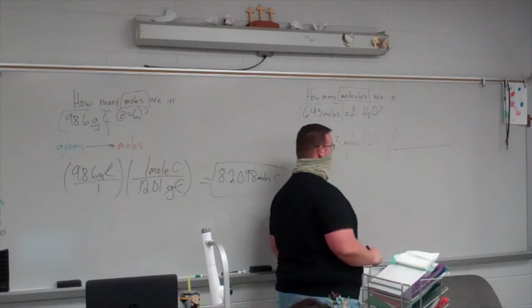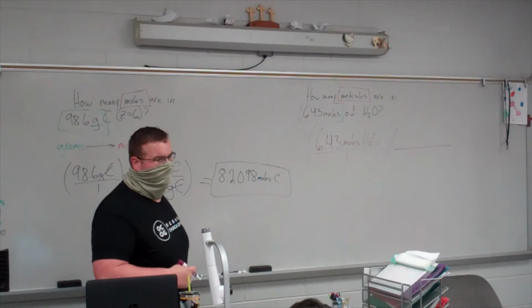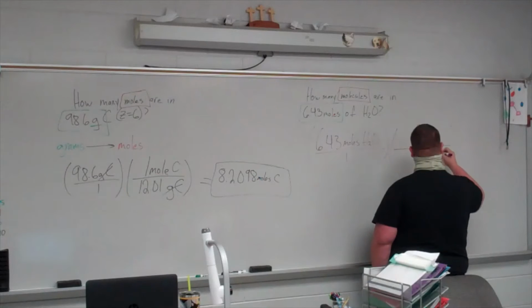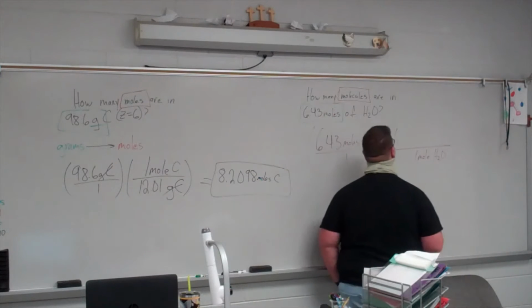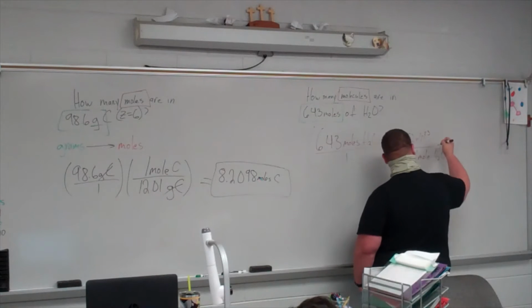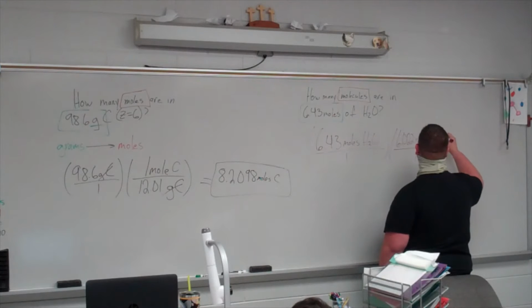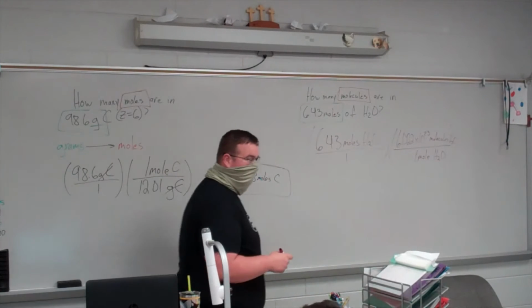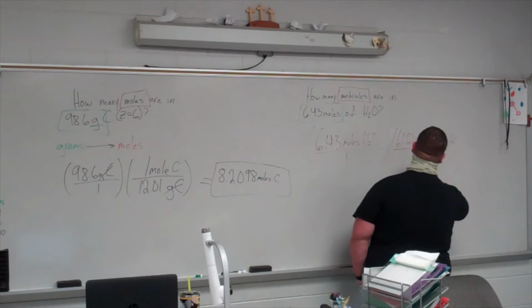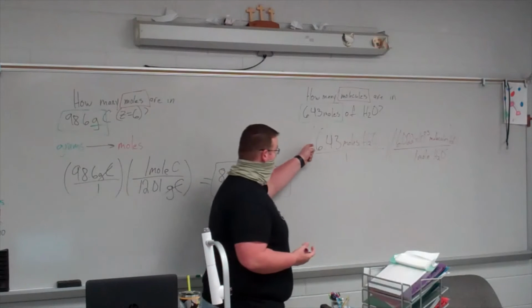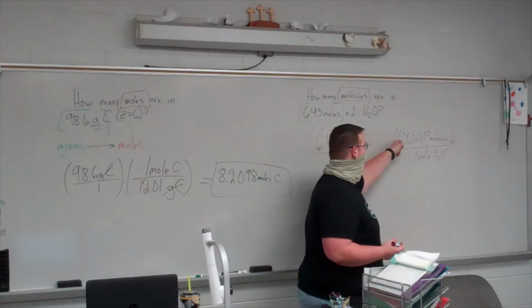Conversion factor. Alright, I'm leaving moles, so where does moles go, top or bottom? Bottom. So 1 mole of water on bottom. What goes on top? 6.022 times 10 to the 23rd power, and that is molecules of H2O. Avogadro's number. So the moles of H2O cancel out, leaves us with molecules of H2O, which is what we are looking for. The 6.43 is on top, and Avogadro's number is on top.